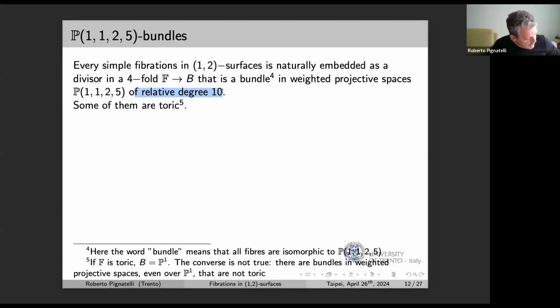Now, what I'm planning to do, and am in fact working on, is studying these fourfolds. Fibrations in weighted projective spaces are essentially not studied anywhere. So part of the work was doing some part of this study. They are not much different from fibrations in standard projective spaces, but there are some differences. And one difference is here. Some of these fourfolds are toric. This is a warning.